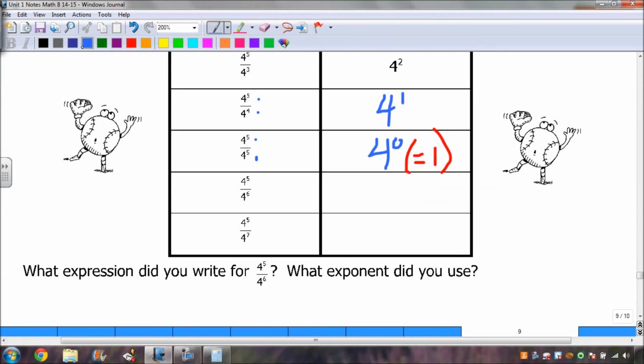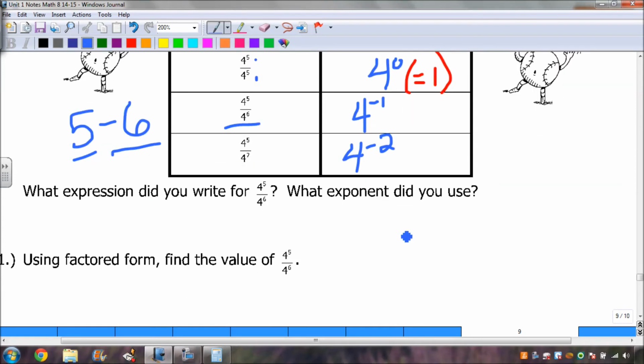And then, here's where things get a little bit more complicated. I'm going to subtract my exponents in this expression right here, but when I do 5 minus 6, I end up getting a negative exponent, right? Because, remember the scoreboard strategy that you learned, team positive won 5 points, team negative won 6 points, so team negative won the game by 1 point, so the answer is 4 to the negative 1st power. And then when you do the next one, you end up getting 4 to the negative 2nd power, okay? So it says, what expression did you write for 4 to the 5th power divided by 4 to the 6th power? You should say that you got 4 to the negative 1st power, and the exponent that you used was negative 1.